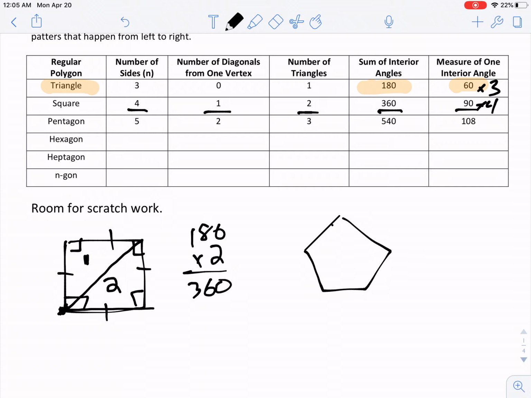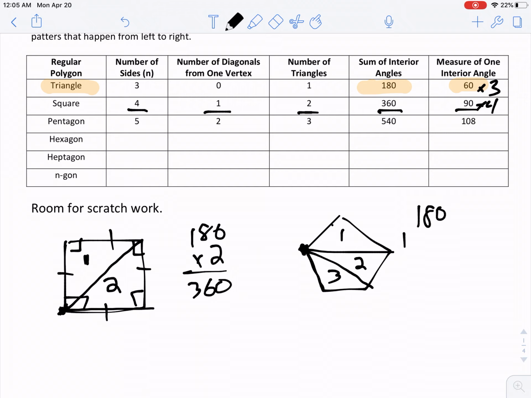All right, we're going to pretend that's all the same. I'm going to go from this corner right here. First off, it has 5 sides. From here, I can't go that way or that way. Those are already there, but I can go across and down. So I have 2 diagonals from that vertex for a total of 1, 2, 3 triangles.